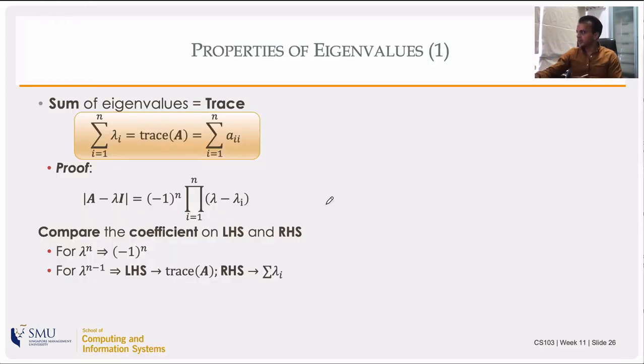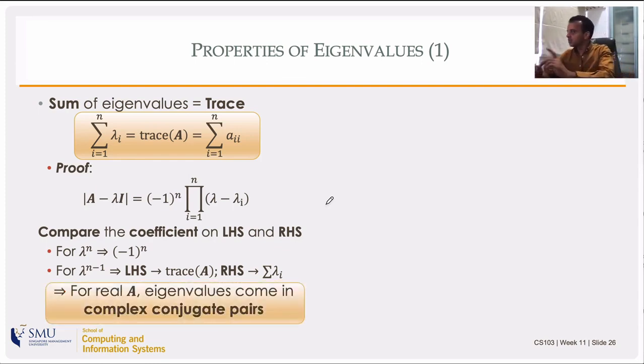Comparing coefficients of the left hand side and right hand side, lambda to the power n will have a coefficient of minus 1 to the power n. Lambda to the power n minus 1 on the left hand side will have the trace, which is the sum of all the diagonal elements of the matrix, because a11 plus a22 plus a33, etc. On the right hand side, it will be the sum of the eigenvalues. So they have to be the same, because this equality is a statement of truth, and that means each coefficient will have to match. Alright, so that is the statement. The proof is right here: just by comparing the coefficient of lambda to the power n minus 1, on the left hand side you get the trace, and on the right hand side you get the sum of the eigenvalues.